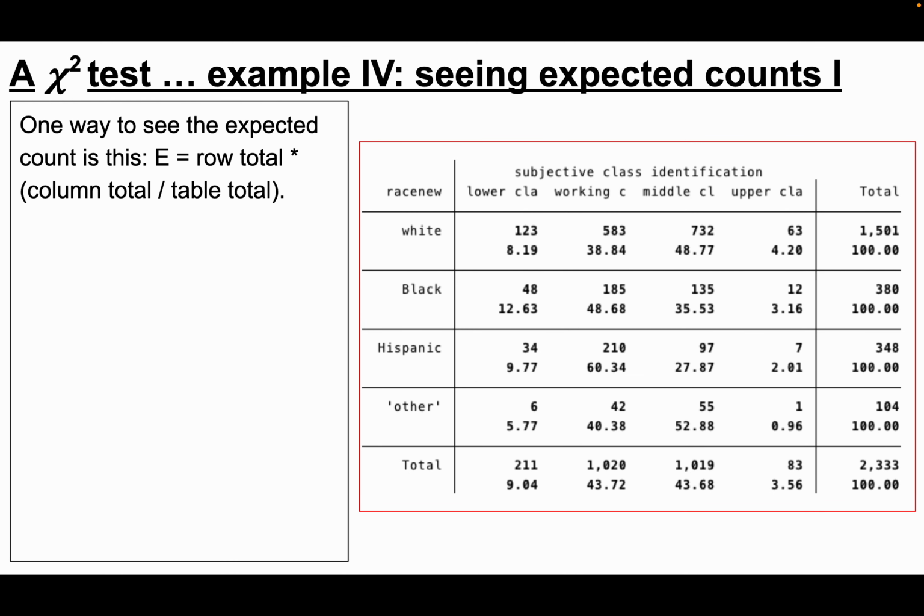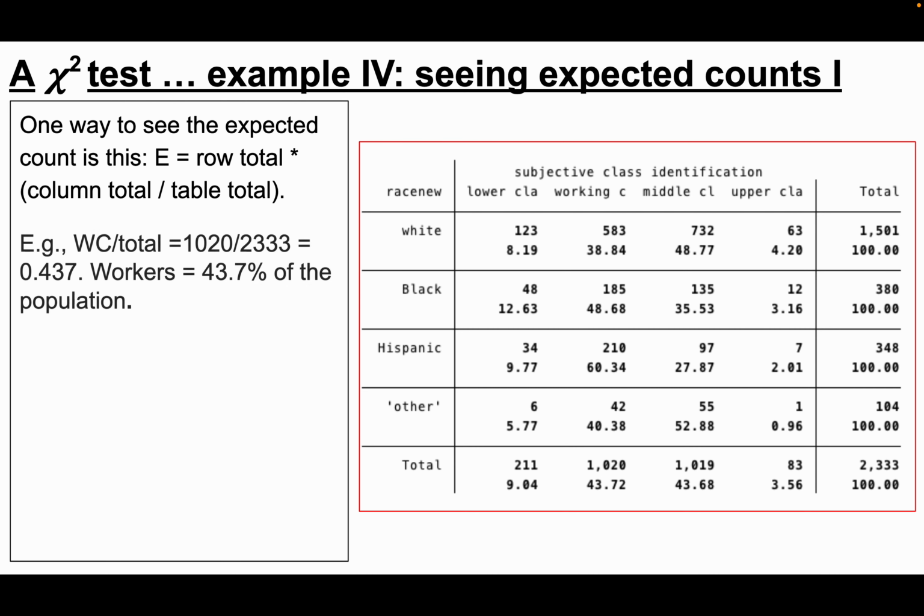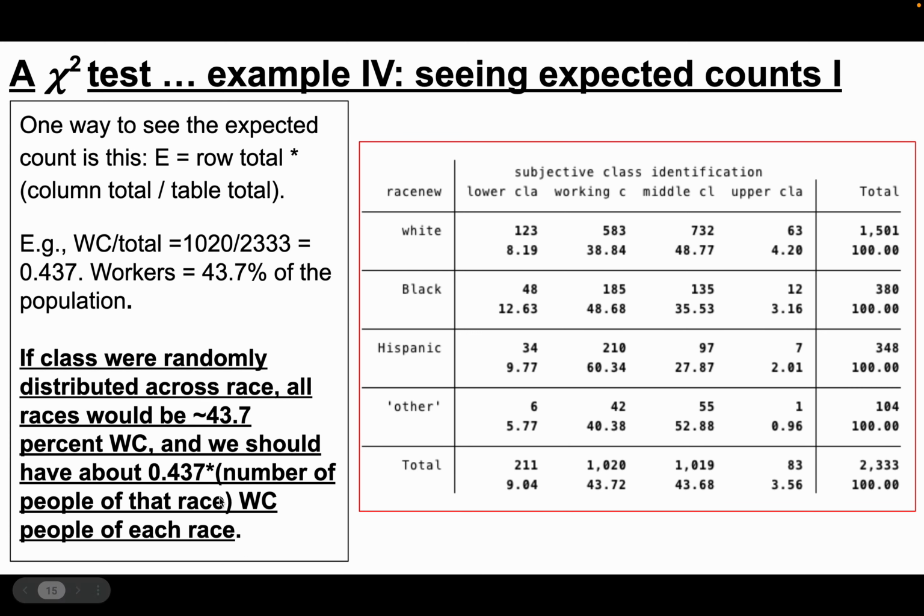So let's think about finding expected counts here using the column total over table total method. Here, the total number of working class respondents is 120 divided by 2,333, which is about 43.7%. And that's what this prints right here. What that means is that we get an intuition for how many people should be in each race group's working class, because if the marginal distribution is the same for all of these groups, then all we have to do is find the number of whites, 1501, and multiply that by 0.4372, and we should get the number of whites who are working class. And here, that's exactly how we do it.